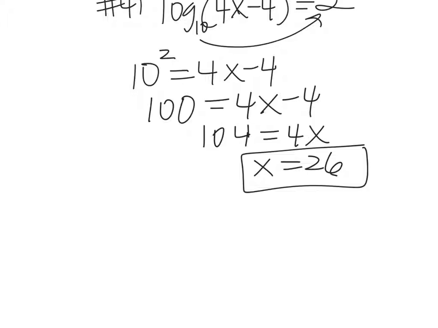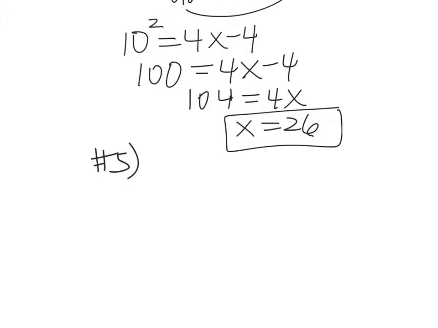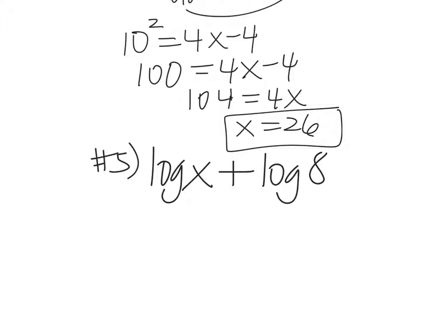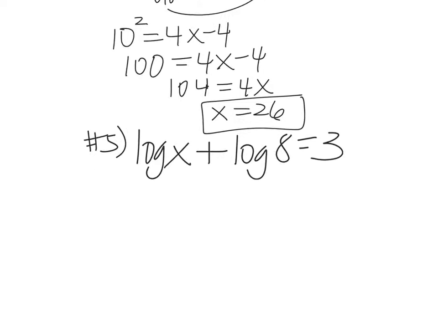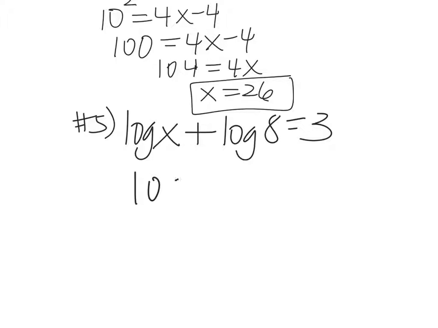All right, let's try another one. Number 5. Suppose you have log x plus log 8 equals 3. Now we have more than one log. So we're going to combine the logs together first, and then we'll get rid of the log, okay? So this becomes the log of what? 8x. Perfect. 8x equals 3.